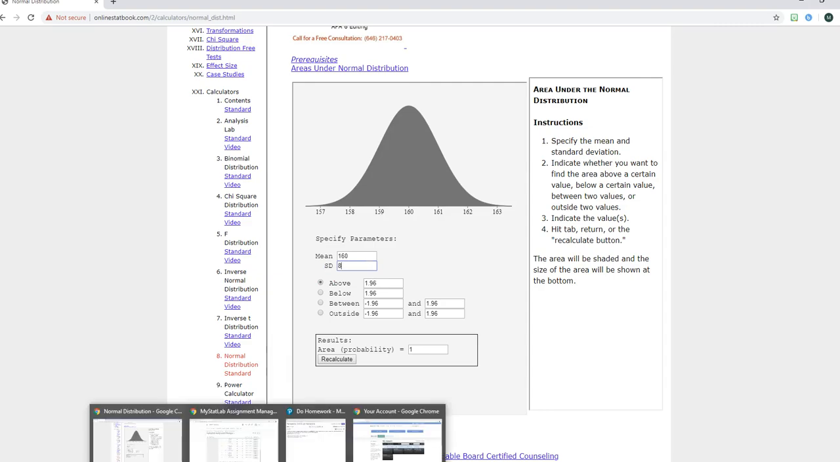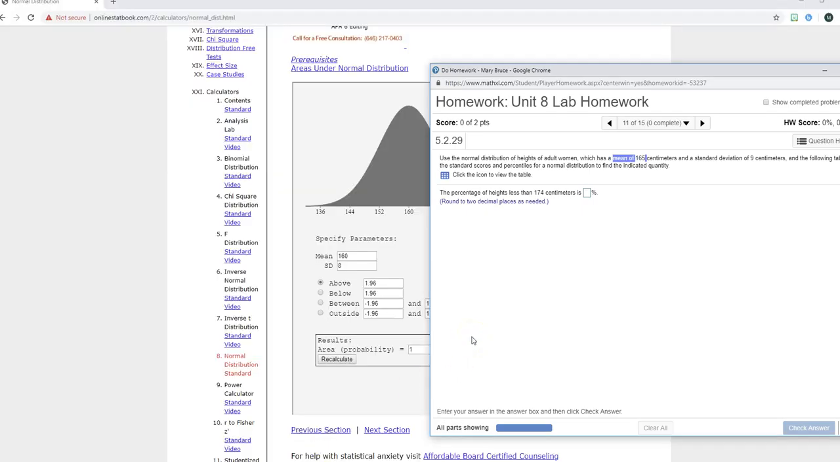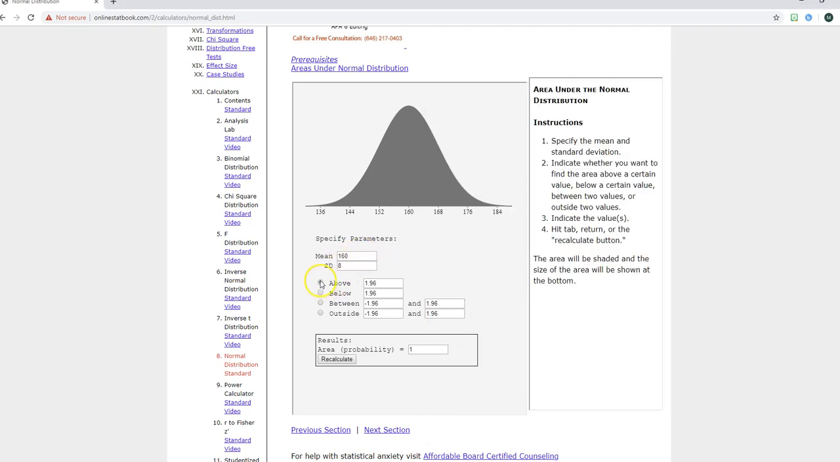And then you go back to the question, and you have to be careful with the wording so that you'll know what radio buttons to click on the website. So this asks us to find the percentage of heights less than 174. Less than is important. So less than 174 means I'm trying to find below 174. And so when I go to the website, I have to change this radio button to the below one. And then I have to type in the number, 174 in this case. And once I've put that information in, paying attention to the wording so that I know I'm clicking the correct radio button, all I do is come down here and click recalculate.